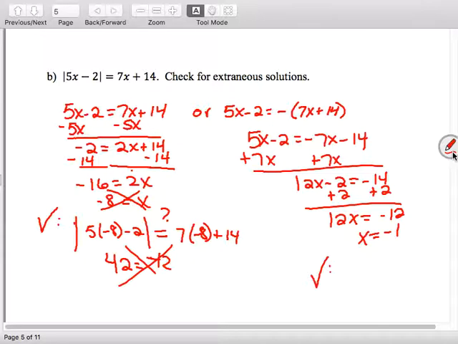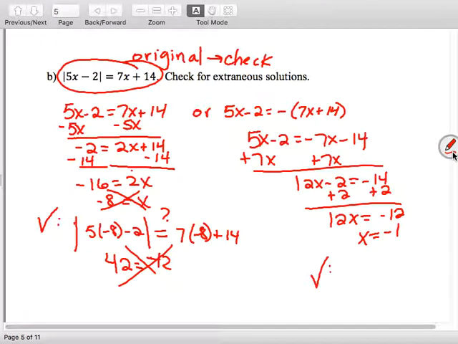Okay. So now, let me make sure I've been clear: the check is in the original. The check goes in the original, not either of these two spots, okay? The check is in the original. So when I do that, if you can handle it in your head, to me, that's 5 times negative 1. That's negative 7, absolute value is 7. And then that's positive 7. Hey, that one worked.